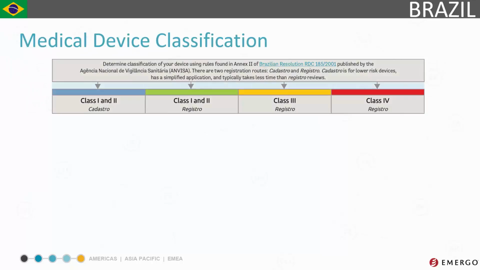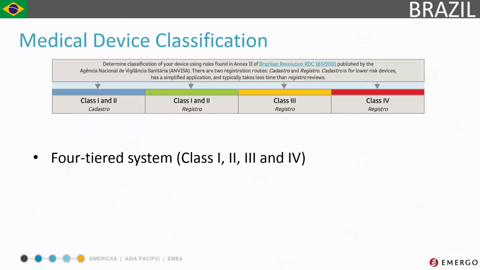Device classification is determined by using the rules outlined in Annex 2 of Brazilian Resolution RDC 185 of 2001. These rules are similar to those used to determine device classification in Europe. Brazil divides medical devices into 4 classifications: Class 1, 2, 3, and 4, and 2 regulatory pathways. Each pathway has its own application format, timeline, and other requirements.